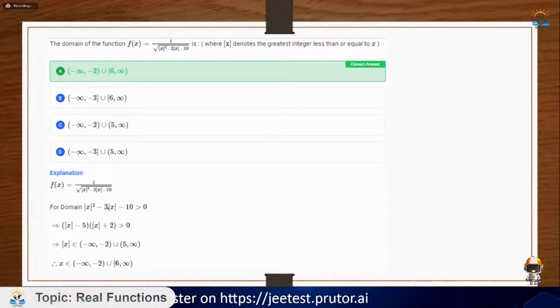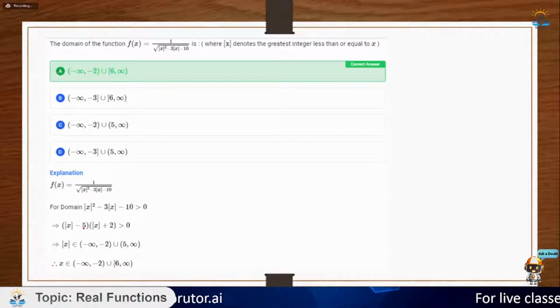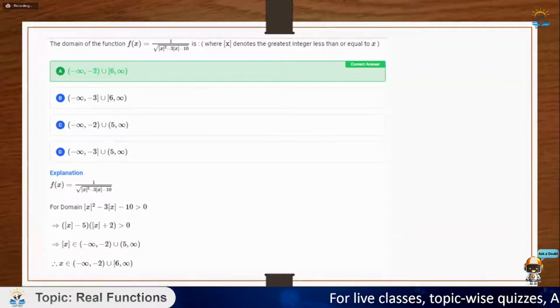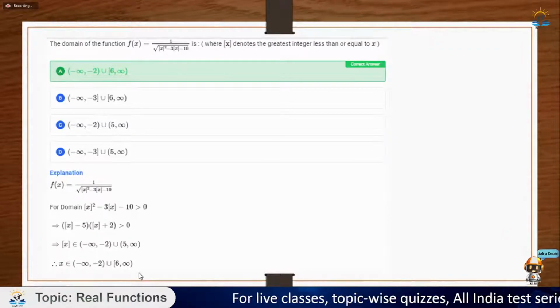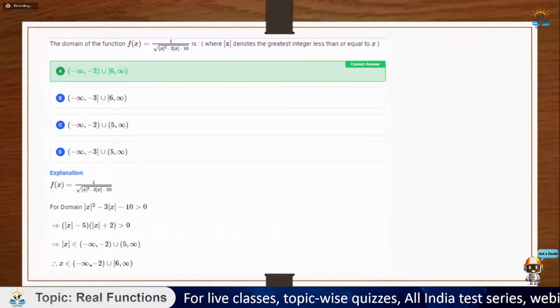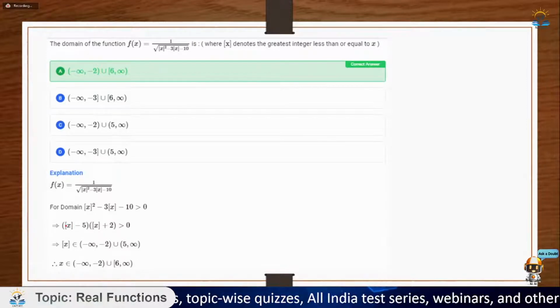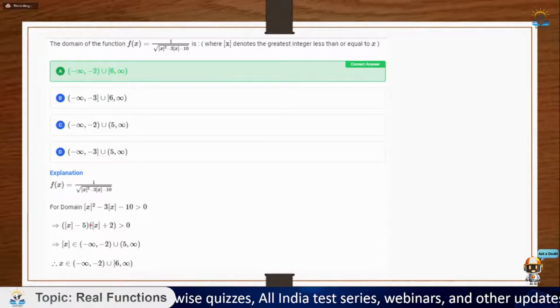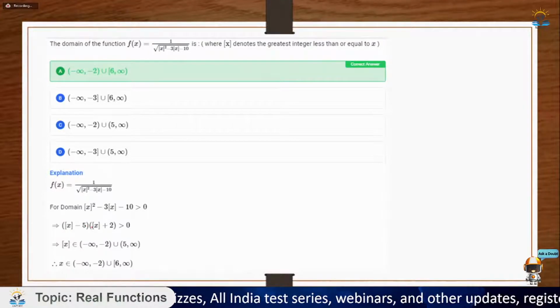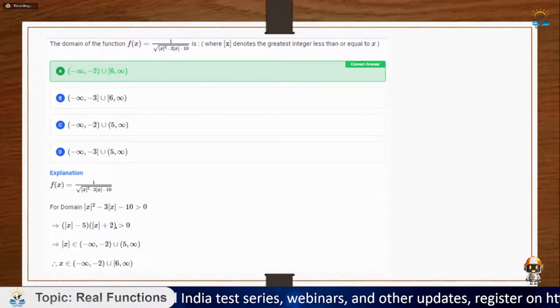Now this is a quadratic equation, so we can make it into factored form: (GIF of x minus 5)(GIF of x plus 2) greater than 0. So from here, what am I getting? I'm getting GIF of x equal to 5. Either GIF of x should be equal to 5 or GIF of x should be equal to minus 2. These two things are there.